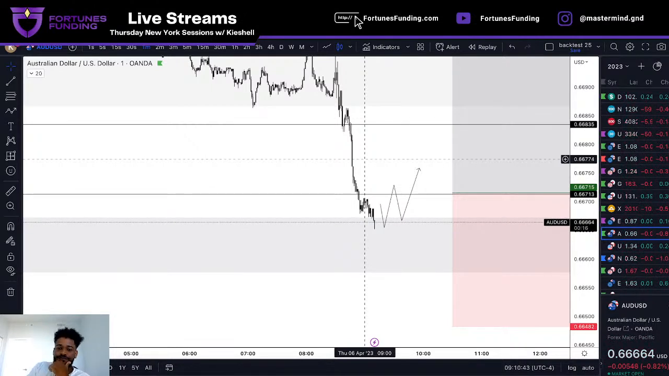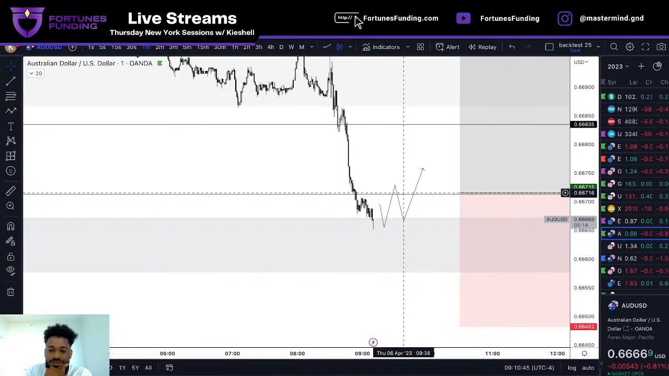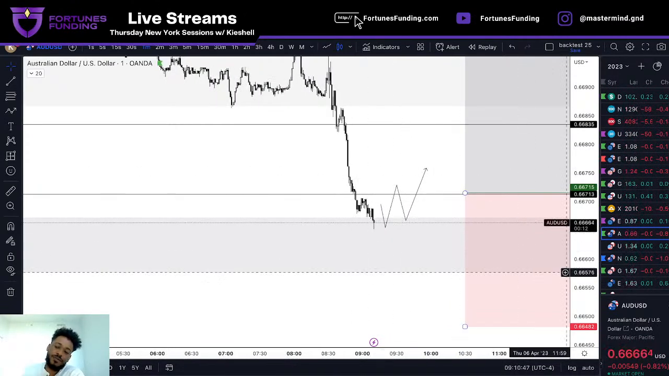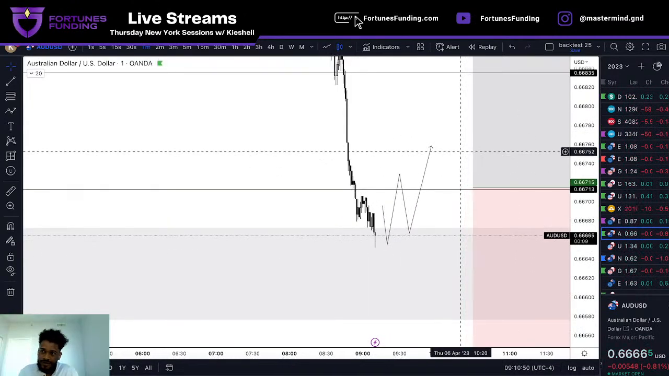Right. So what we're waiting on is a shift in order flow on the lower time frame. I mean, we already have a 1 hour entry, right? But it would be nice to get a lower time frame entry so that we have a much bigger risk to reward.